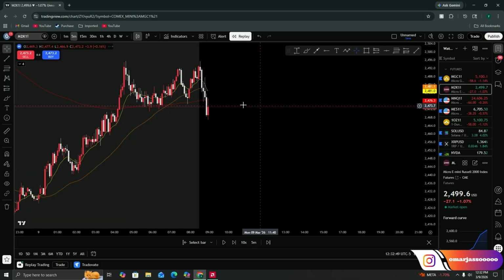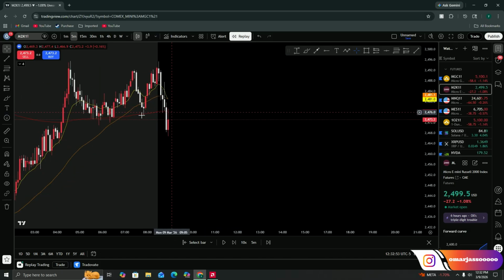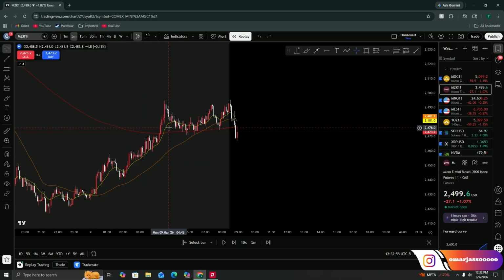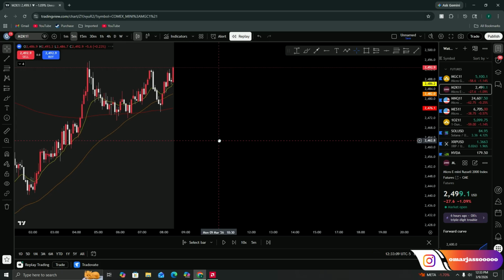Okay, so Russell was looking like a potential good trade. As you guys can see, the EMAs are not flat. We were below the 13 EMA, the 50 EMA, and we were also below the 200. But you guys are gonna see this in a little bit. Okay, so let's go ahead and backtrack.